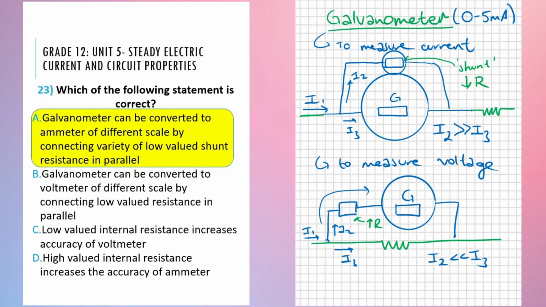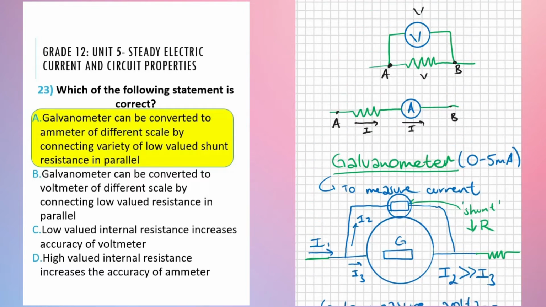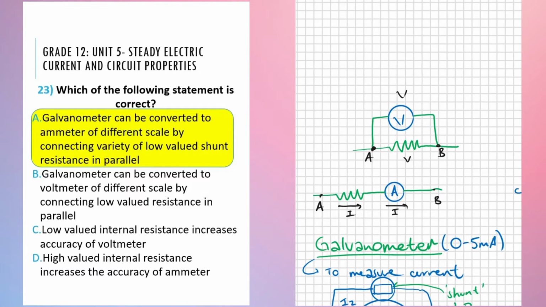That is one way to answer some multiple choice questions, by using logic without even understanding the actual concept of the question itself. But to actually cover the concept of the question itself, let's go back to this setup right here. Choice C says that the low-valued internal resistance increases the accuracy of a voltmeter. Well, in this case, let's see.